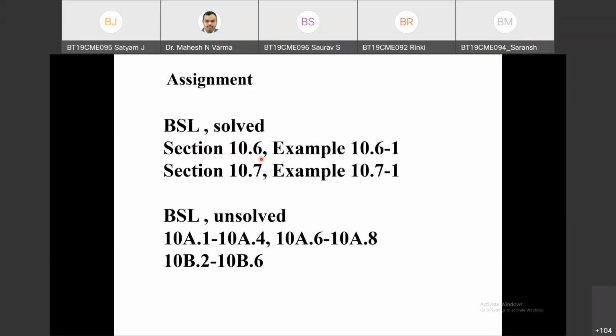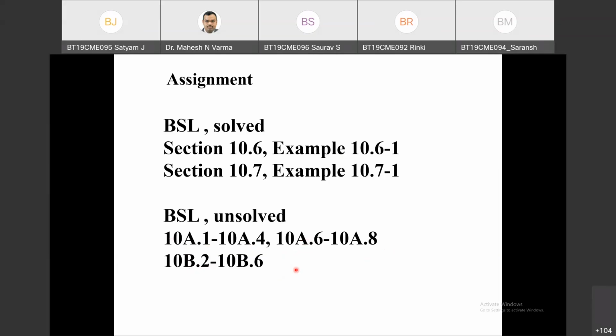The solved problems in the book are in chapter 10, problems 10.6 and 10.7. This section you need to work on as an assignment. Then the unsolved problems in chapter 10: A section 1 to 4 and 6 to 8, and then B section 2 to 6. Solve these problems. We will continue with heat transfer only.